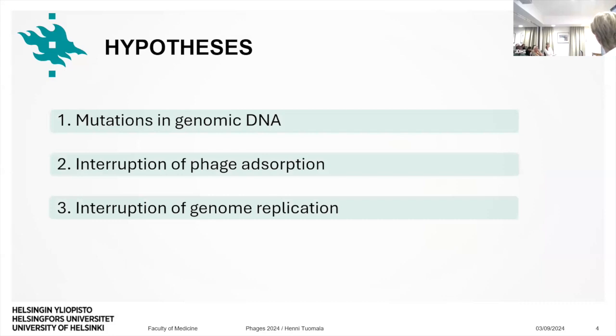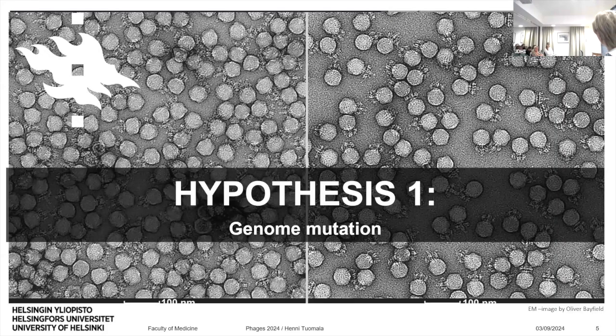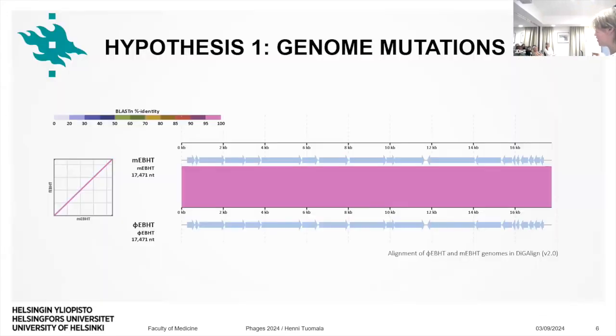We had three options for why this happened. The first was mutations in the genomic DNA. The second was interruption of phage adsorption due to post-translational modifications. The third was that genome replication is interrupted. First, we purified both phage variants, sent them for sequencing, and compared the genomes, and they were 100% identical.